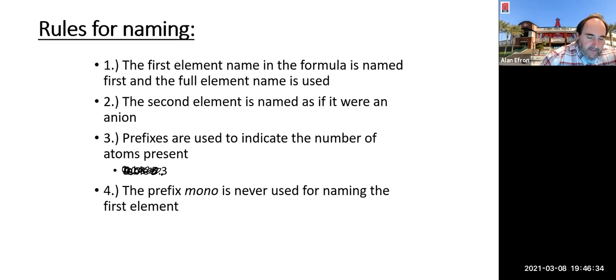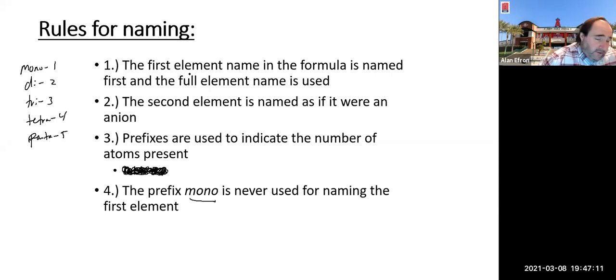We don't really have that table here. We have a similar one, but it's not 5.3. So whole name of the first one with the appropriate prefix, whole name of the second one with the IDE at the end of it with a prefix. Prefixes like mono for 1, di for 2, tri for 3, tetra for 4, penta for 5, and so forth. There's a couple of rules. We do not use mono on the first name, but you can use it on the second name, so that's all good.